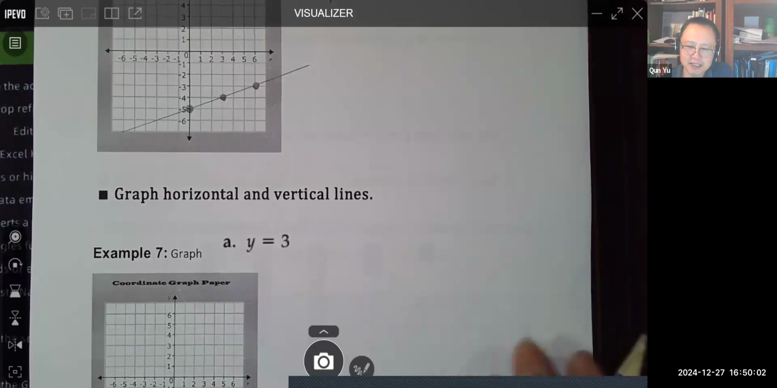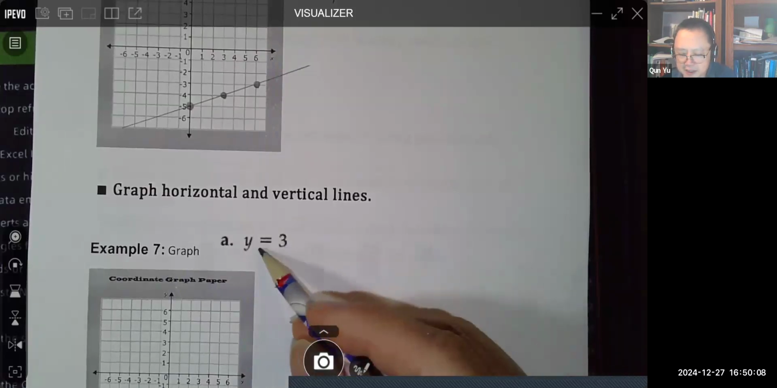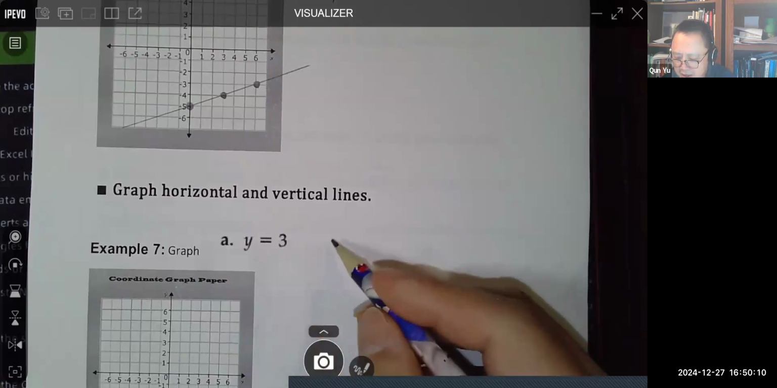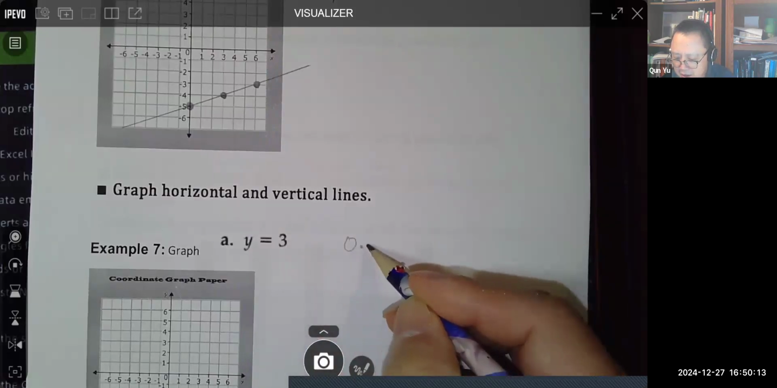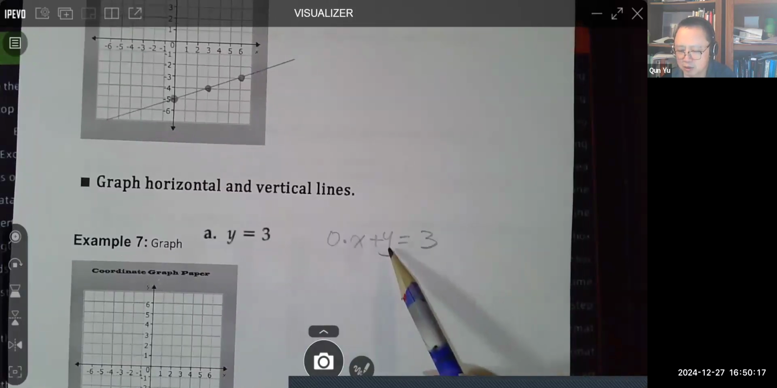Without x means x doesn't make any difference. That's why we don't need it. So if you want to see a full version of this, I can put x in it. Like 0 times x plus y equals 3. Can you see that? This is equivalent to that.